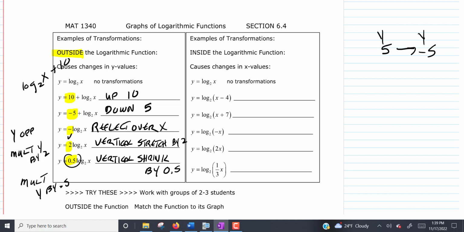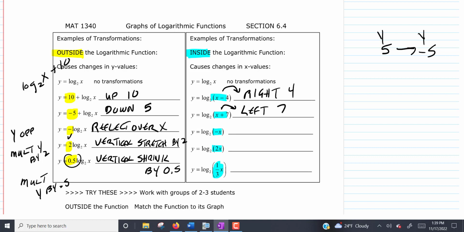Okay, so now we're looking inside the logarithm. Every transformation in this box is inside of the argument. So that means now we're affecting x values. This is where we get into left, right, horizontal stretch, shrink, and then reflecting over the y-axis. This is all the same as what you've learned for every other function. What do you think the x minus 4 does? That's right, right 4. Remember, everything's backwards now. X minus 4 seems like it would be left, but no, it's right. How about the next one, the plus 7? What does that do? Left 7. There you go.